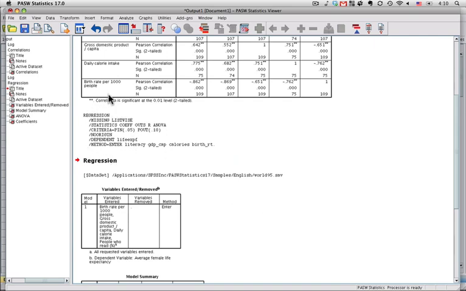Now this one right here is what's called a syntax. It's a command, a written command for what I just did. Nice thing is you can save that in a separate file. You can run it again later. You can modify it. I may talk about that later.